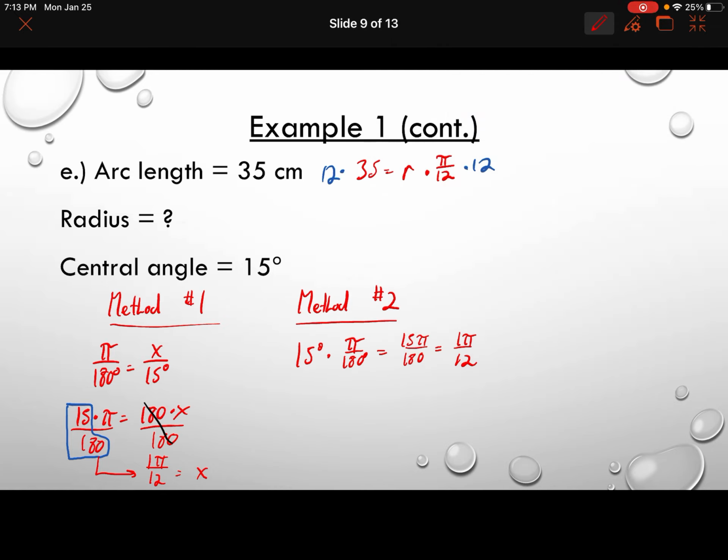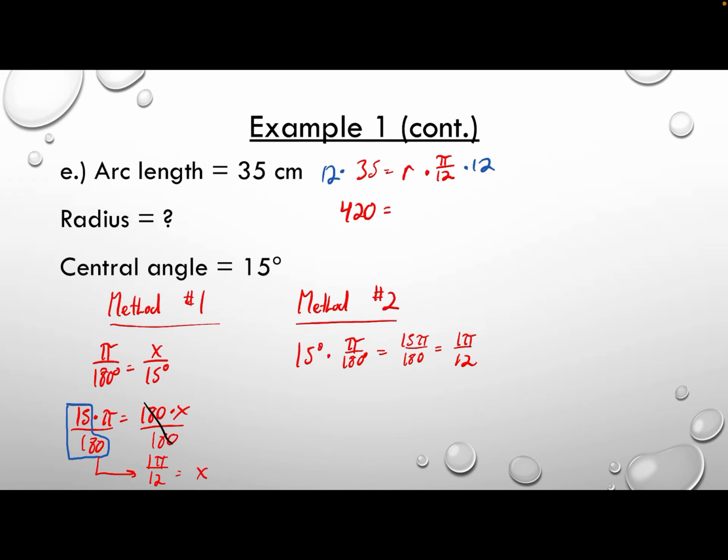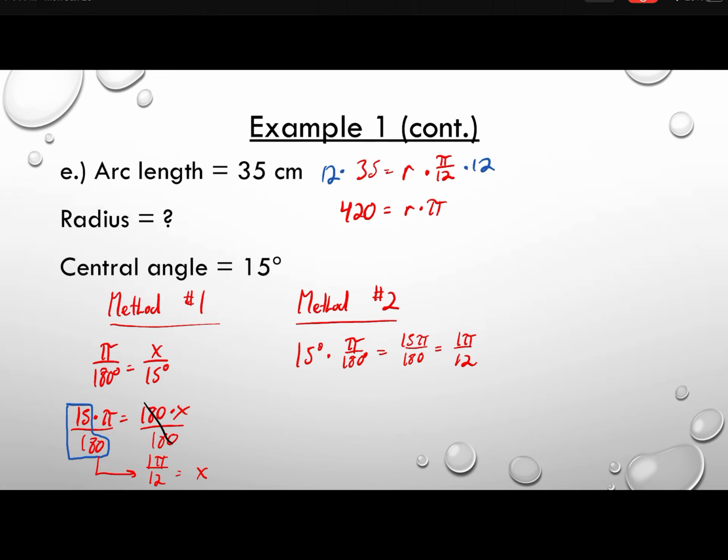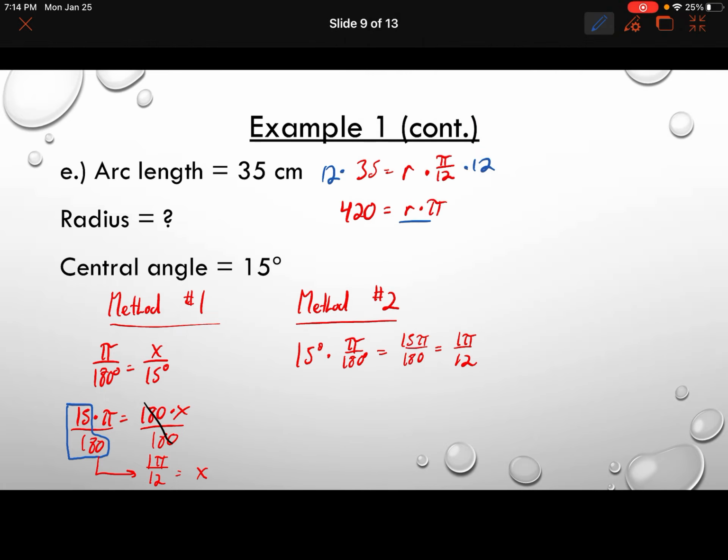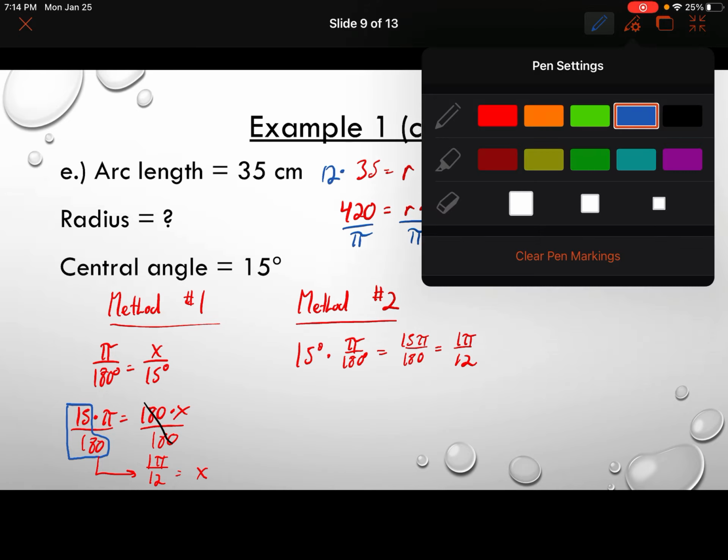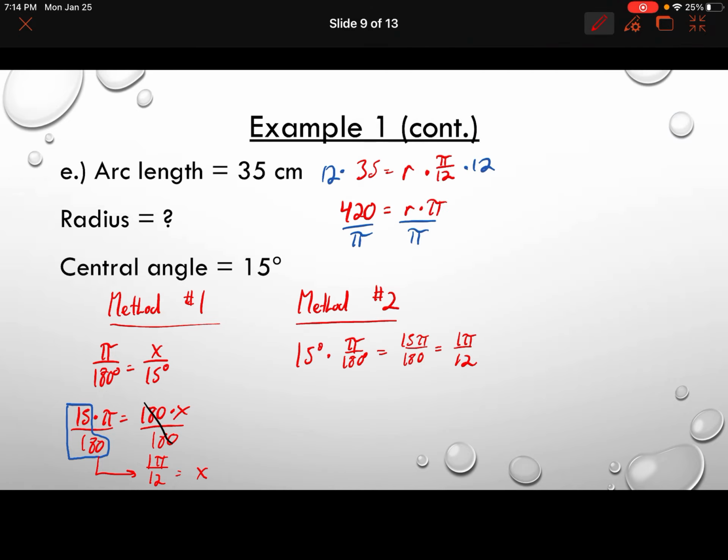So 12 times 35, let's see, can I do that off the top of my head? I think it's 420. Yeah, 420. So 420 is equal to r times pi, and then we divide both sides by pi. So that means r is equal to, let me put a separating line here.